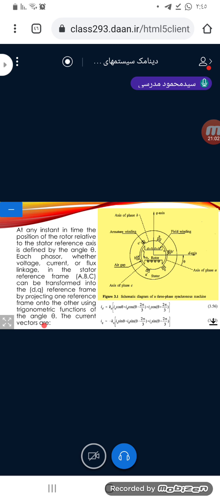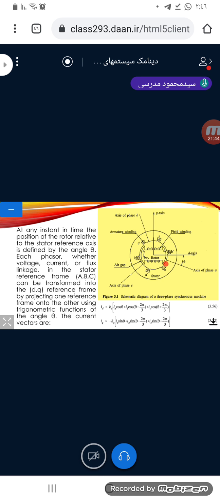The current vectors are ID equal to KD bracket IA cosine theta plus IB cosine theta minus 2 pi divided by 3 parenthesis plus IC cosine theta plus 2 pi divided by 3 bracket, and IQ is equal to this equation.